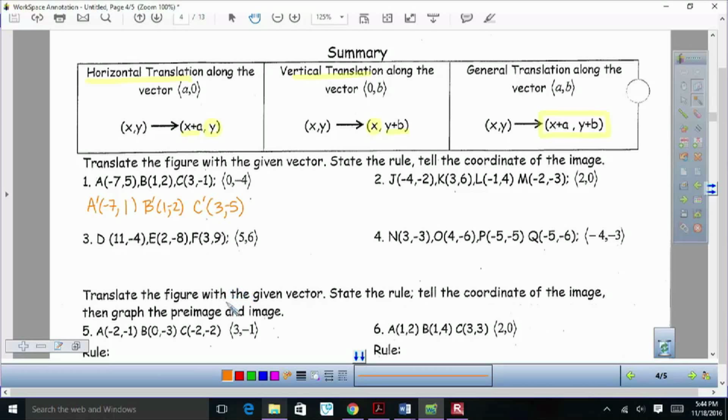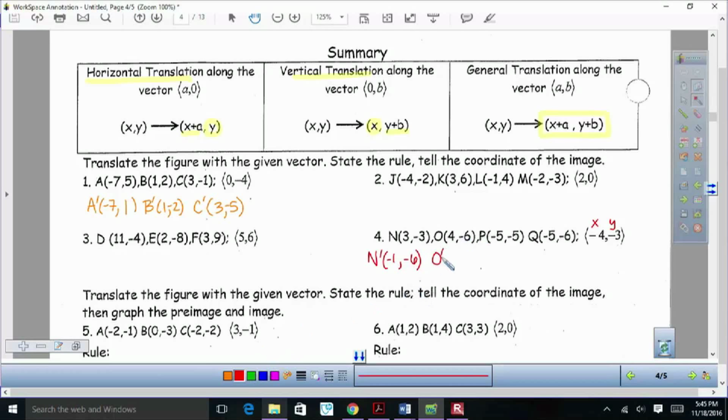Okay, so let's try one more of those. Those are pretty simple because most of us can add and subtract. Let's try number 4. So number 4, both my x and my y is changing here. So for N prime, I'd have to do 3 minus 4, which is a -1. Then for my y, I'd have to do -3 minus 3, which is a -6.